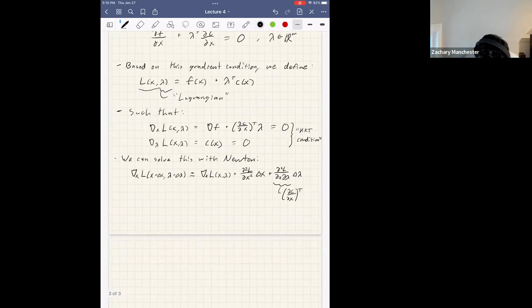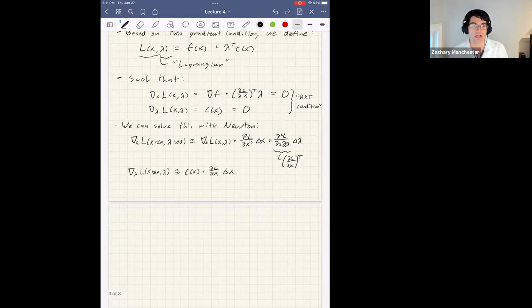Okay, and then we do the other one. Grad with respect to lambda of L of x plus delta x, comma lambda. We know what this one is, right? It's just C. So when I take this guy's derivative, it doesn't have a derivative with respect to lambda. It only has an x derivative. So this is C of x plus partial C partial x delta x. Cool. So these are our first order Taylor expansions.